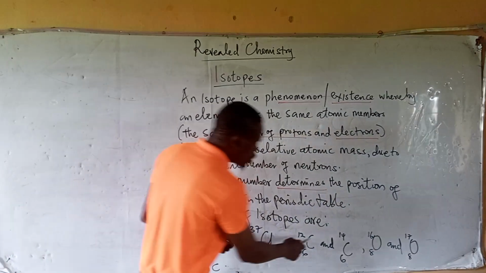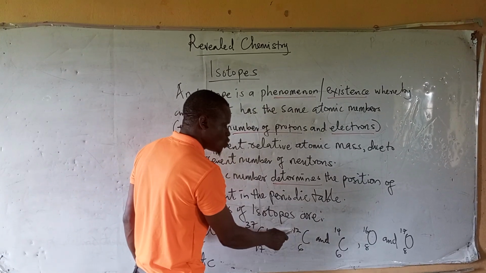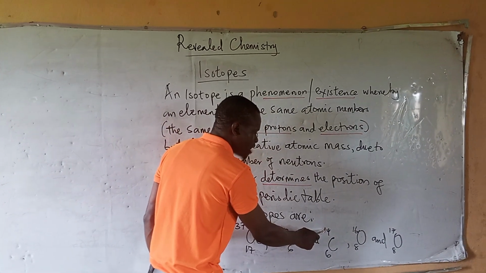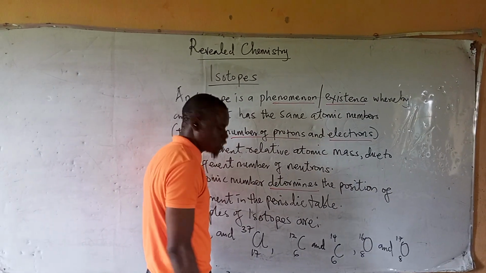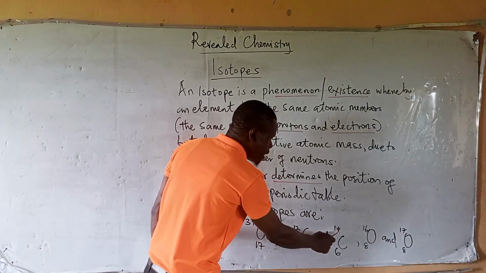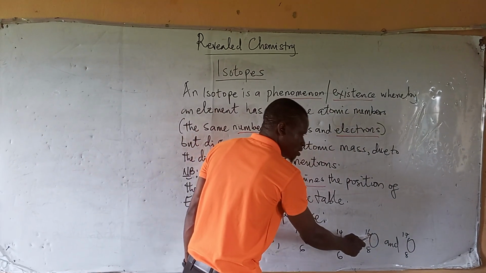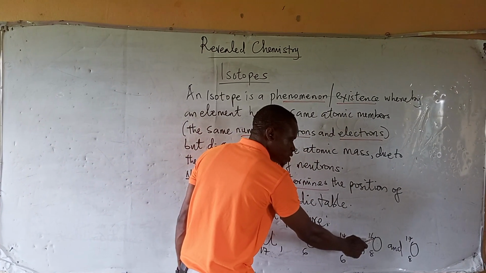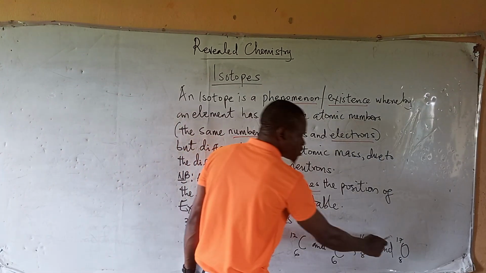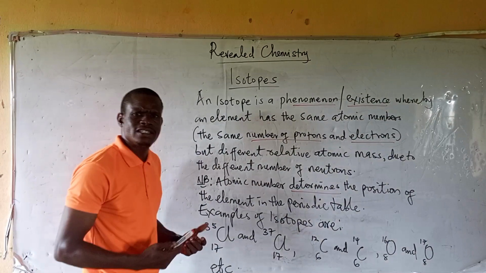Also, let's go to carbon. The atomic number of carbon is 6, while the atomic mass is 12. The isotope here is that the atomic mass of carbon becomes 14 instead of 12, because we're talking about isotopes, and the atomic number is still 6. The same applies to oxygen, which has an atomic mass of 16 and an atomic number of 8. But the isotope has 17 and 8. Did I refresh your mind?